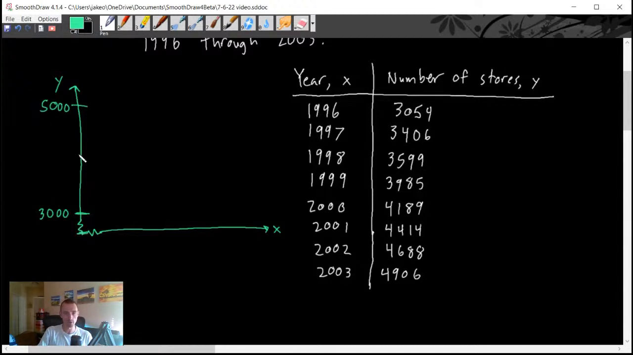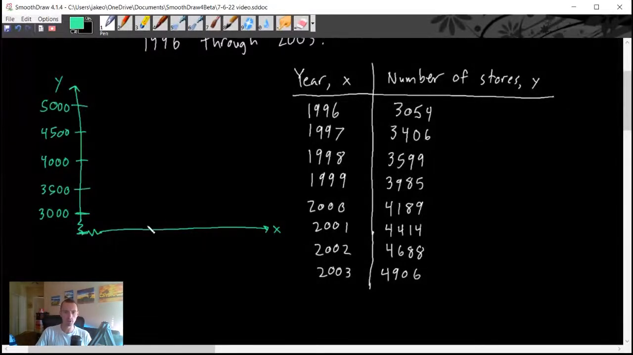so that we can zoom in on the part we actually care about, which is from 3,000 to 5,000. So then I'll just split this into some smaller pieces. We'll label it 3,500, 4,000, 4,500, so that the area where all of our data points actually lie is spread out and zoomed in on as much as possible.